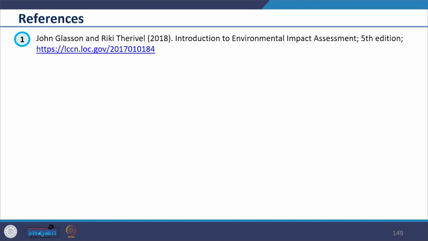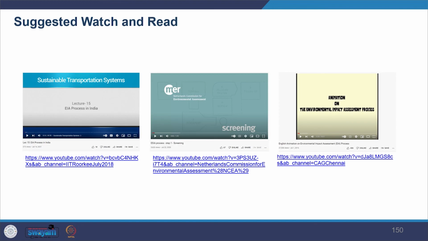This was our key reference for this, and there are suggested watch and read materials, and you can also see the sectoral manuals for the purpose.